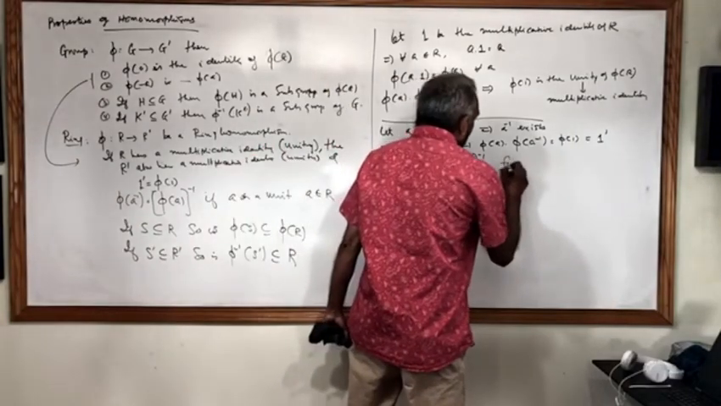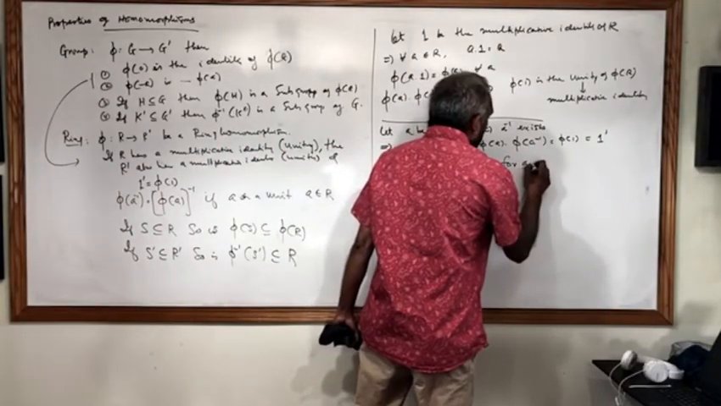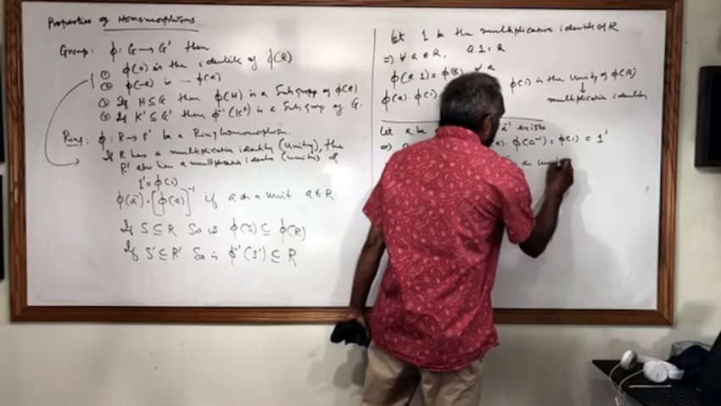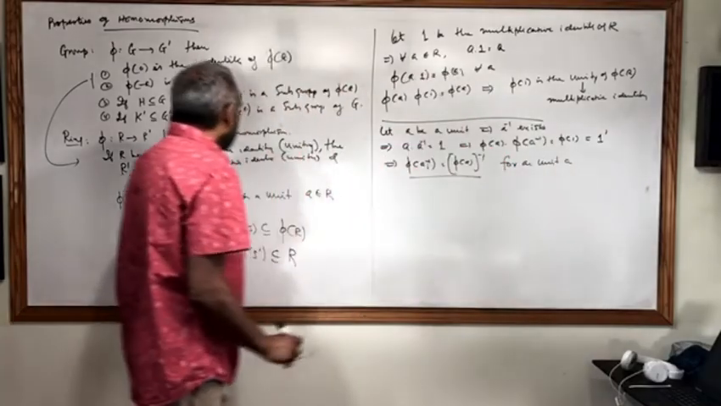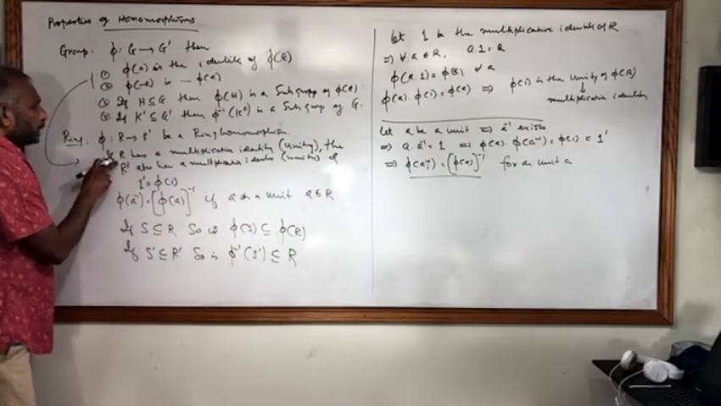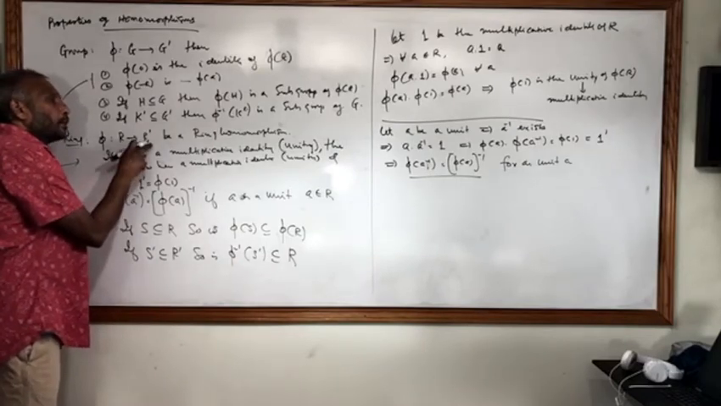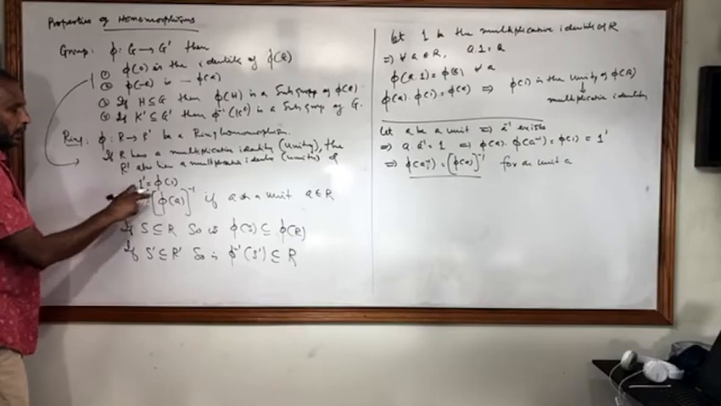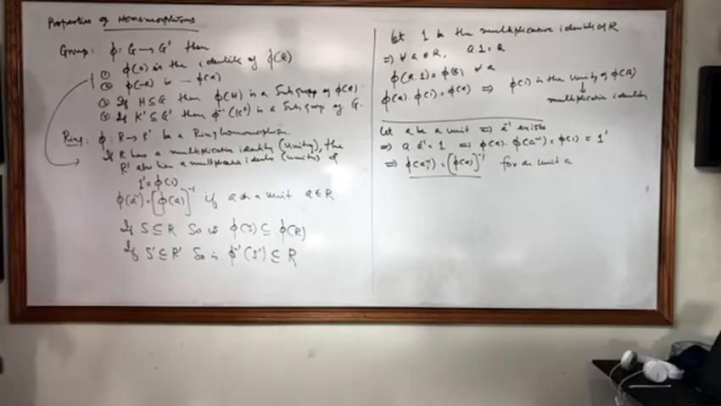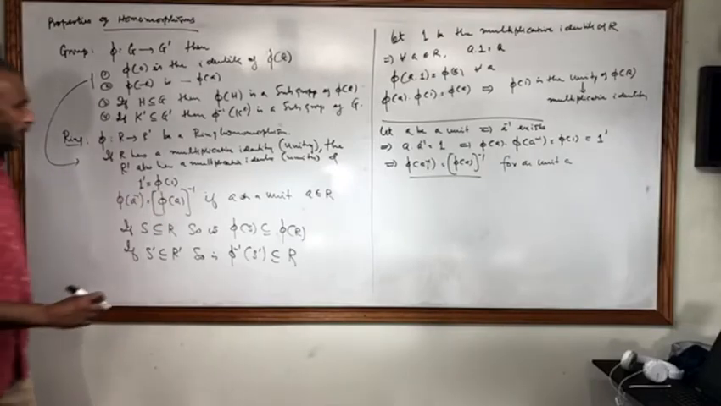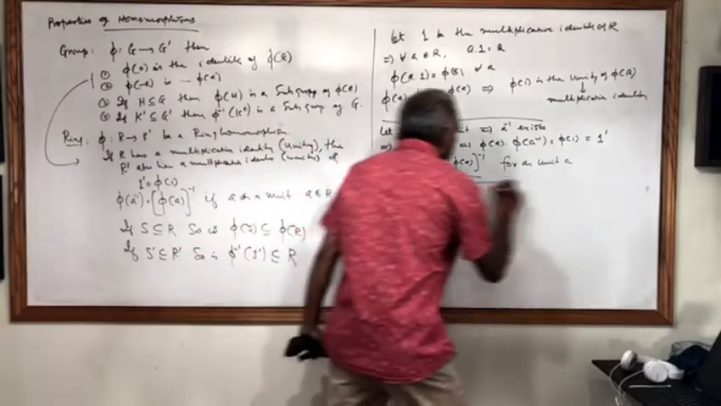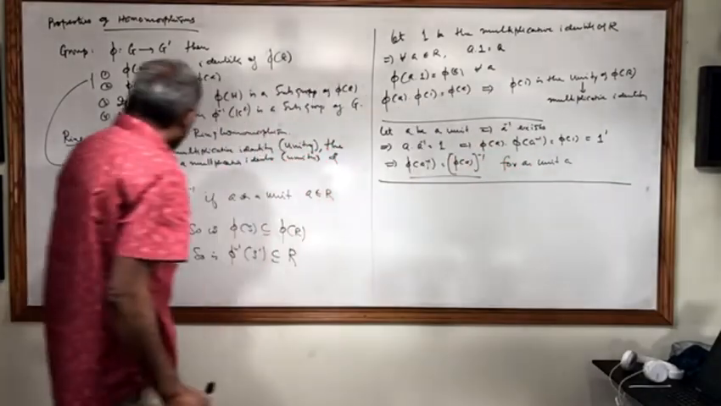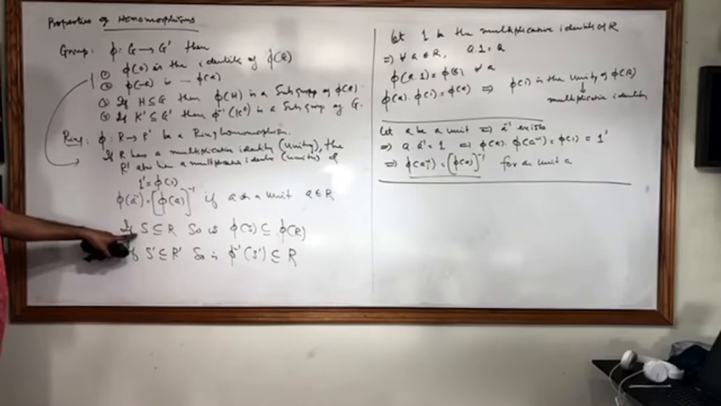For a unit, which means that if a unit is mapped to another unit in R prime, its inverse will be the inverse of the map. The next property is a subring.